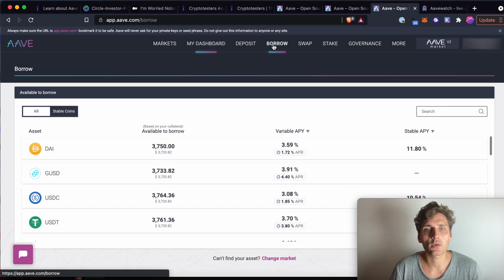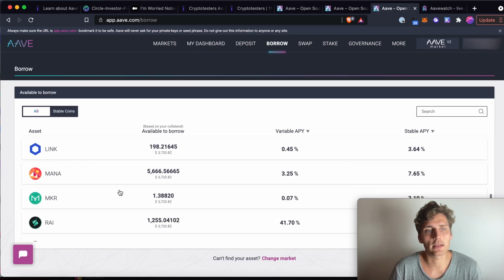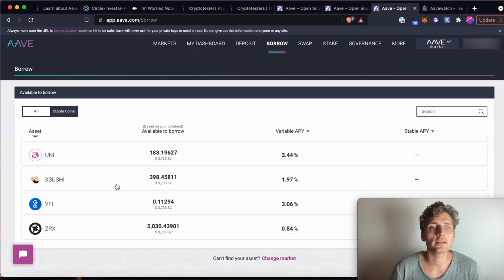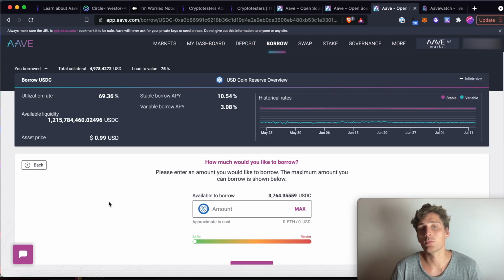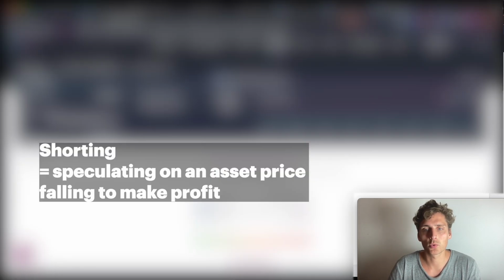Essentially, how that works, imagine now I could borrow any crypto token that is listed here, but let's say I want to borrow some USDC, which is another stablecoin. In this example it doesn't make too much sense, but you could, for example, borrow a DeFi token such as Sushi if you would want to short it, so speculate on its falling price.